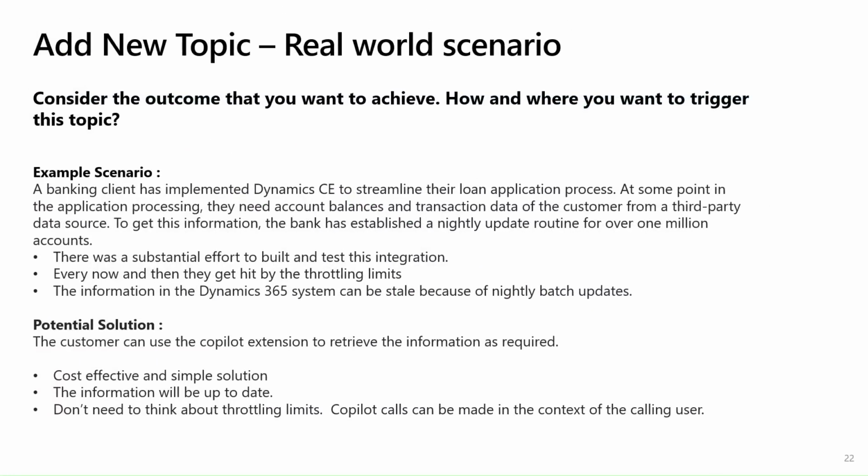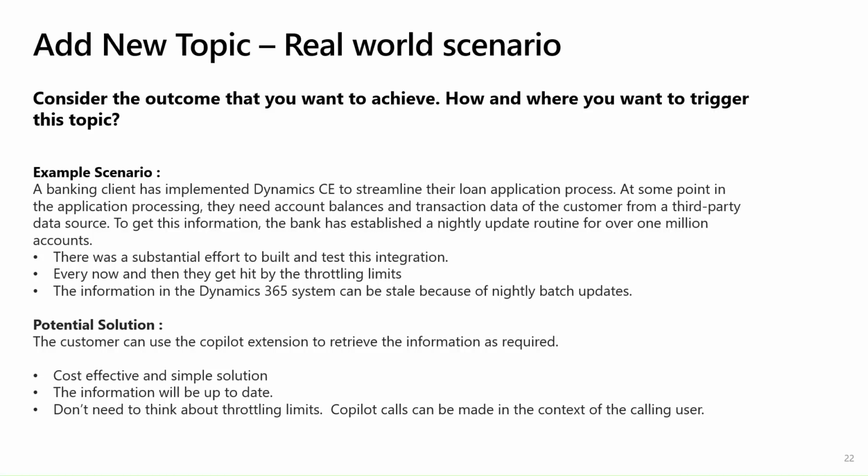Let's talk about a real-life scenario. I have a banking customer who is using Dynamics 365 to process loan applications. At some point in the application processing, they need account balance and a transaction history of the customer, which is stored in a third-party system. To get this information, they built an integration that updates almost 1 million customers every single night. They have spent a substantial amount of money and effort to build and test this integration. Every now and then, they get hit by throttling limits.